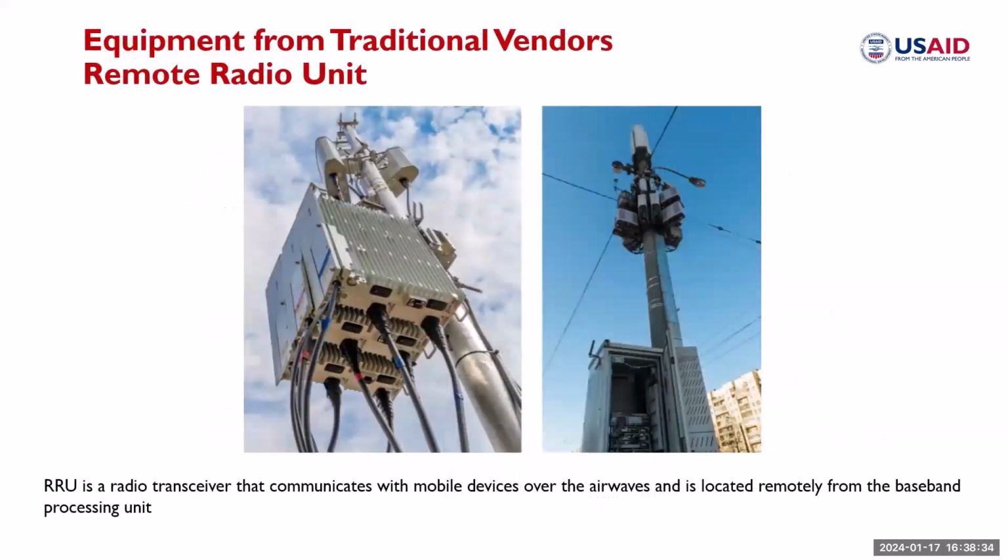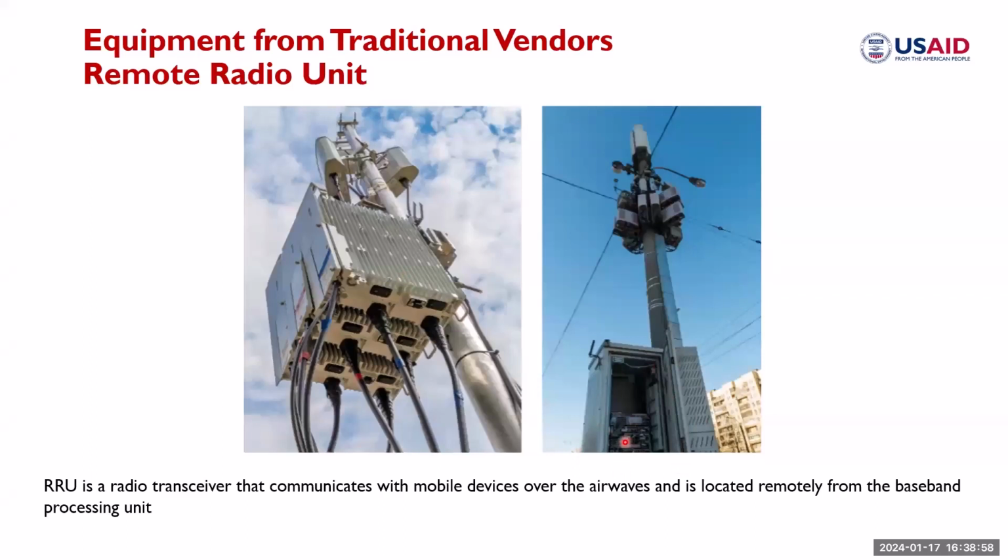So to give you a view of the remote unit, this is an example of the remote unit under the antenna. You can see here the antenna and the radio remote unit, or the RRU. Then you have the outdoor cabinet here with the baseband unit.